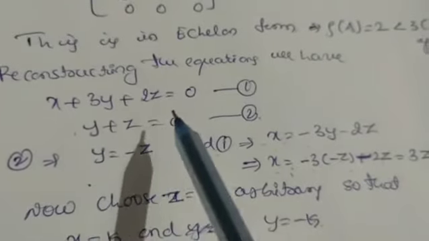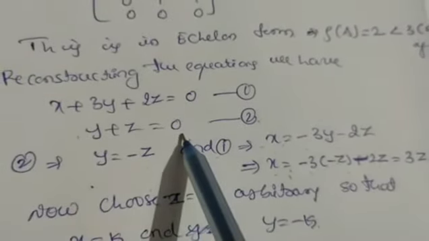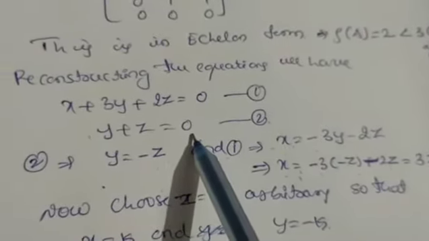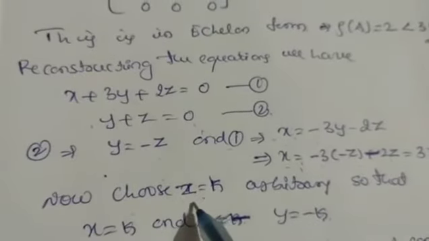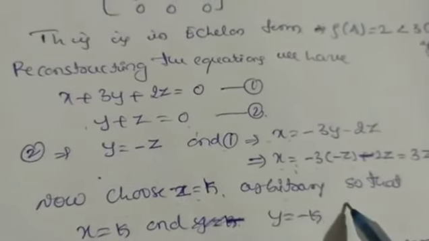Here we have only two equations in three unknowns. It is not possible to find three values. So for that you choose z is equal to k, some arbitrary value.